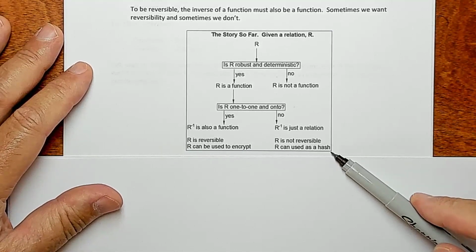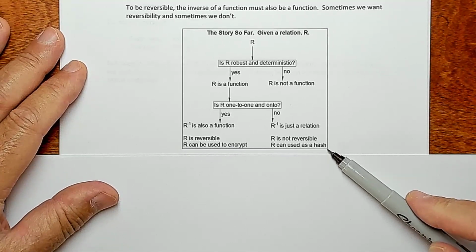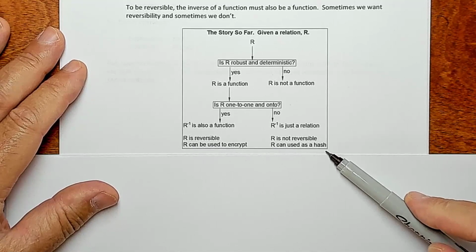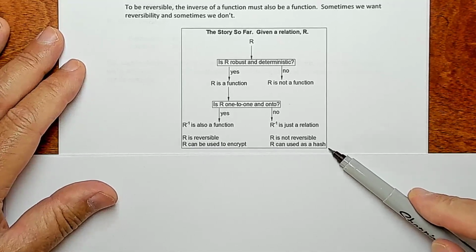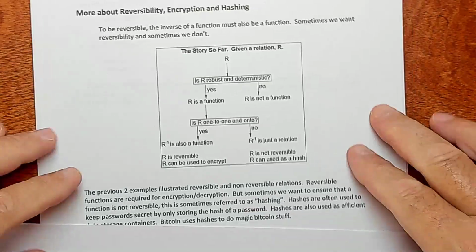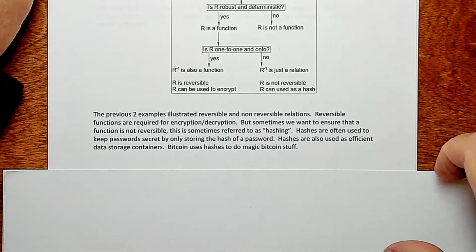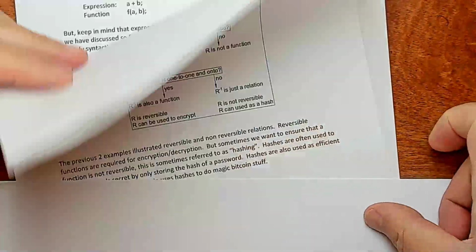I use that on the website to post your grades, right? So that only me and you know your student ID, because I'll post it by a hash because I'm trying to protect your privacy a little bit. Okay, that's the basic idea. And Bitcoin and other things is another example that uses hash. That's a lot in the news nowadays.